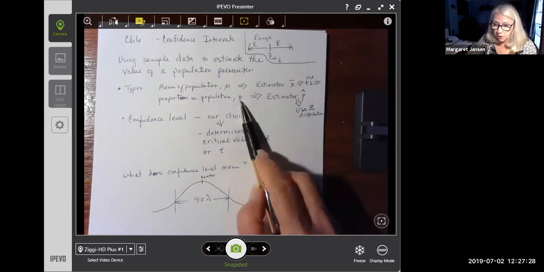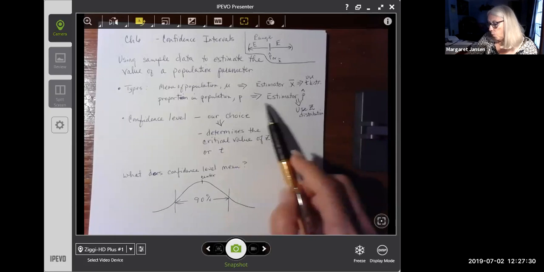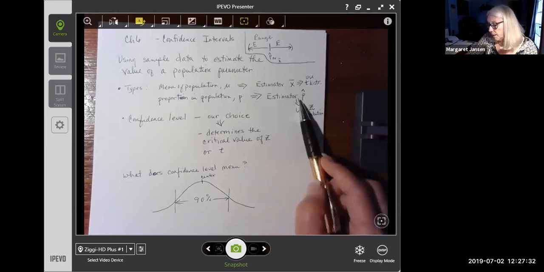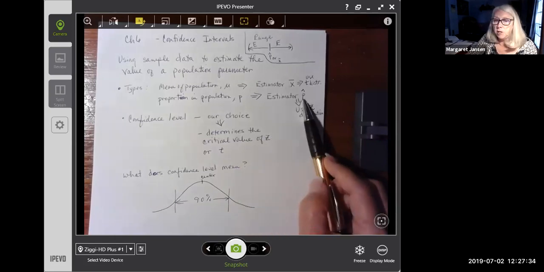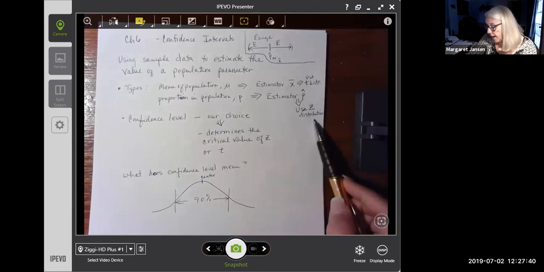And to do that, we need another estimator, and that estimator is going to be p hat, which is the proportion that we found in our sample data. And in this case, we can use that regular normal distribution table that we used previously doing the probabilities.